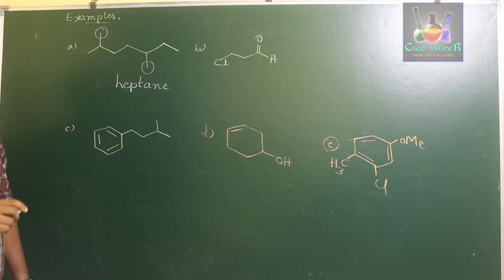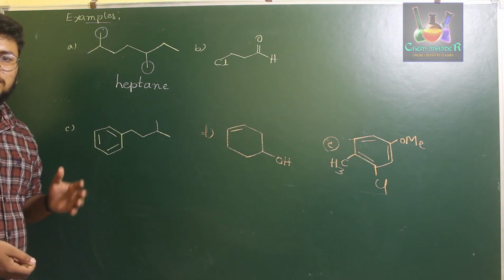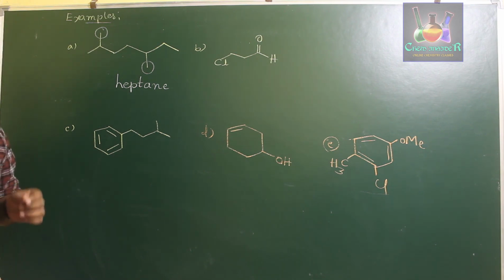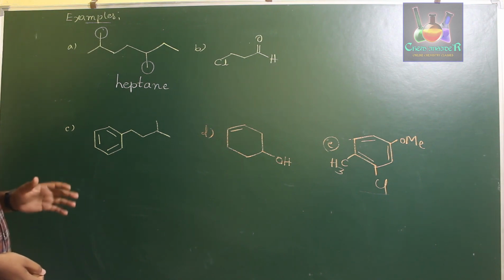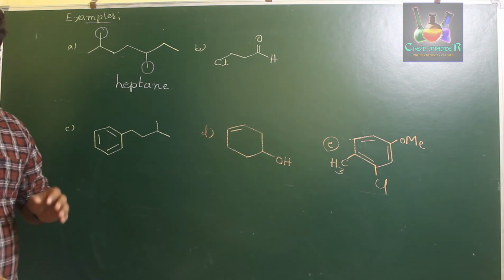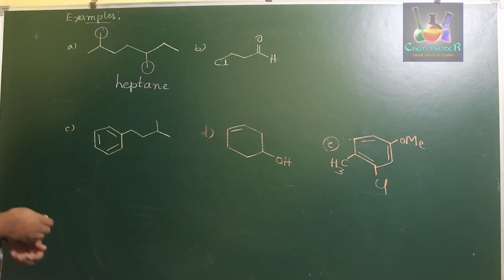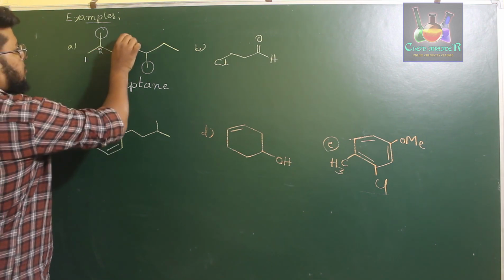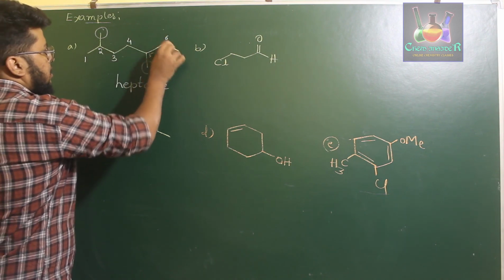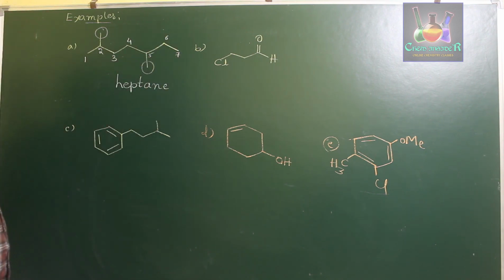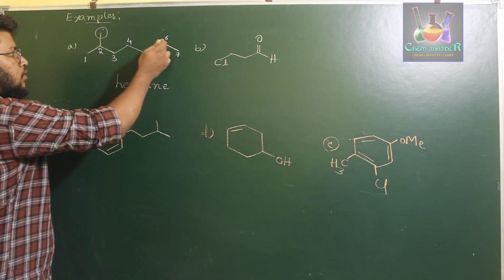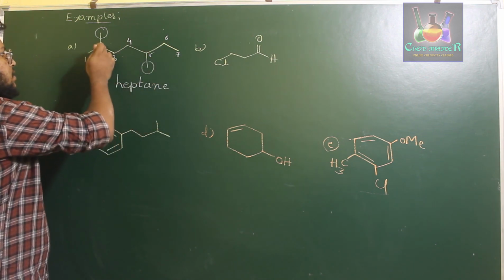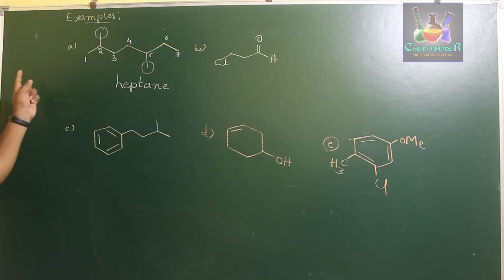Once you consider the substitution, next we have the second rule. You need to number the chain in such a way that the substituted carbon atoms get the lowest numbers possible. So now for numbering, if you start from left, 1, 2, 3, 4, 5, 6, 7. If you start from right, 1, 2, 3, 4, 5, 6. So clearly, the left hand side is the better option.